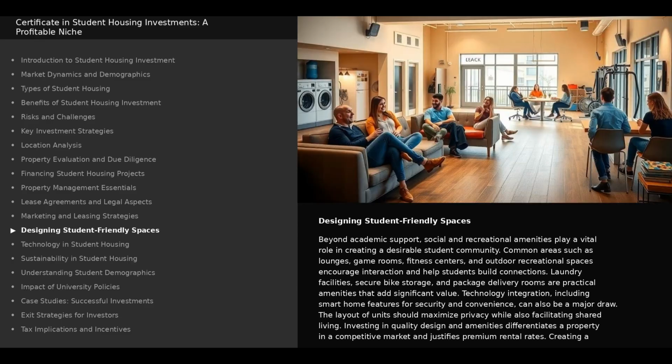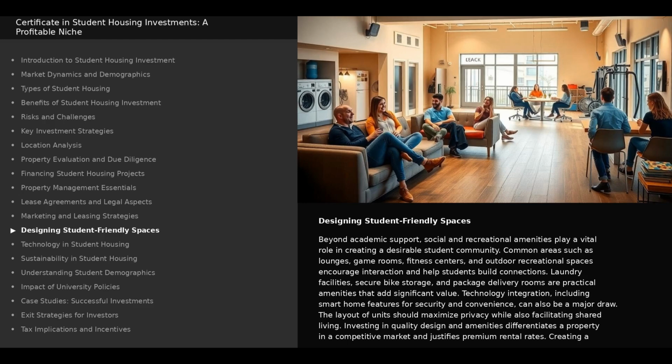Beyond academic support, social and recreational amenities play a vital role in creating a desirable student community. Common areas such as lounges, game rooms, fitness centers, and outdoor recreational spaces encourage interaction and help students build connections. Laundry facilities, secure bike storage, and package delivery rooms are practical amenities that add significant value. Technology integration, including smart home features for security and convenience, can also be a major draw.